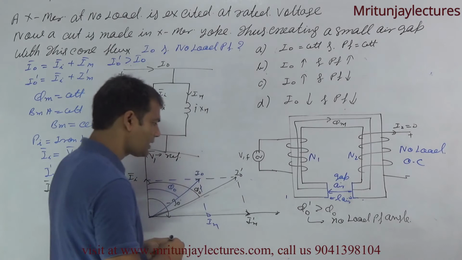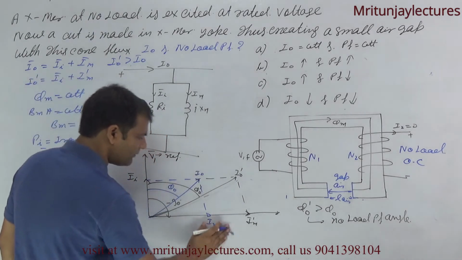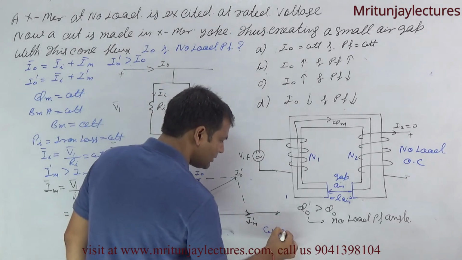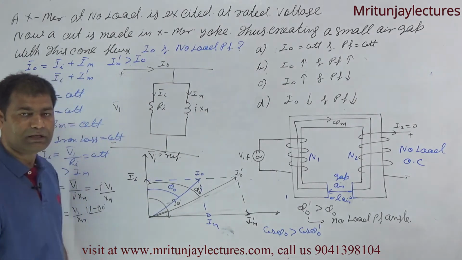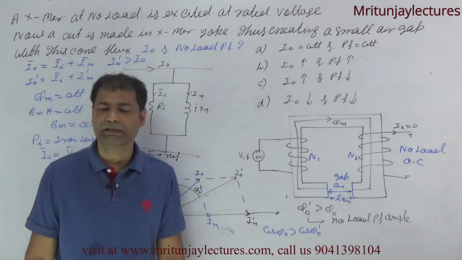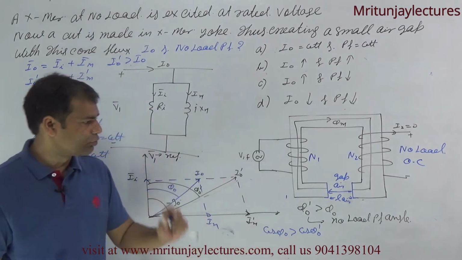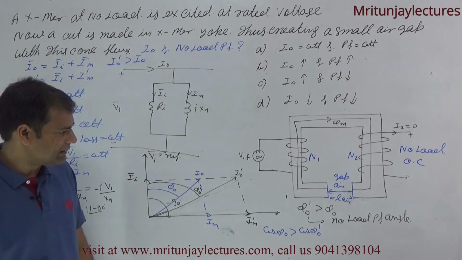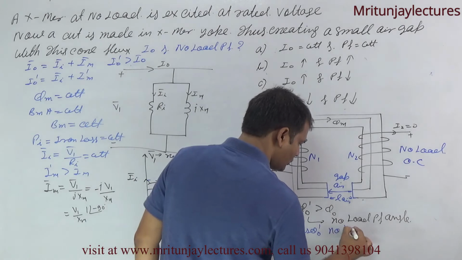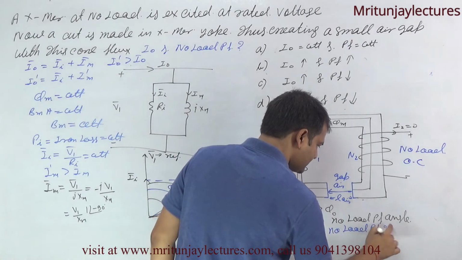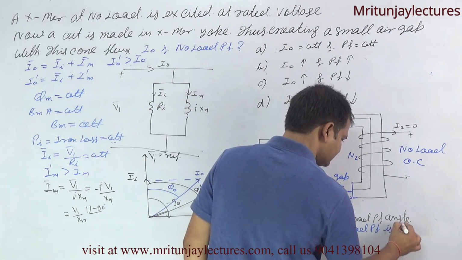Okay, what about power factor? No load power factor. No load power factor cos phi is greater than cos phi dash. Is it clear? If the angle increases, what about cos phi? It decreases. That's why you can say that the no load power factor decreases as the power factor angle increases.